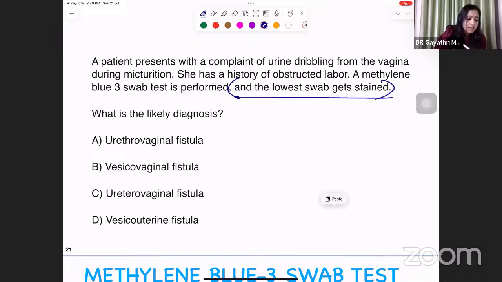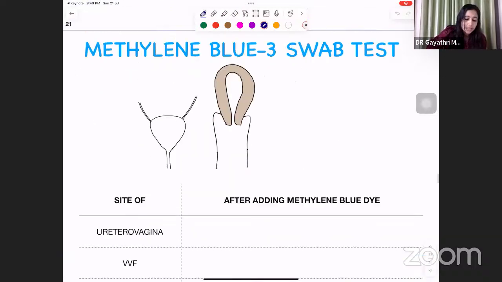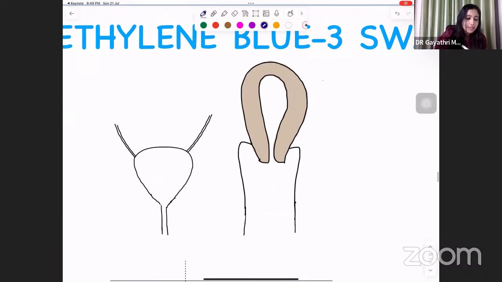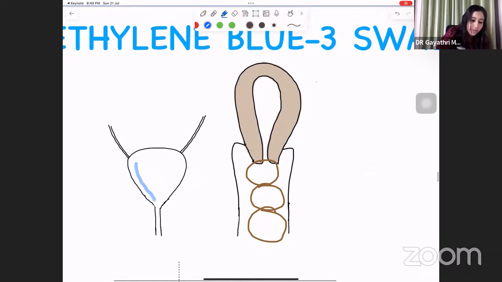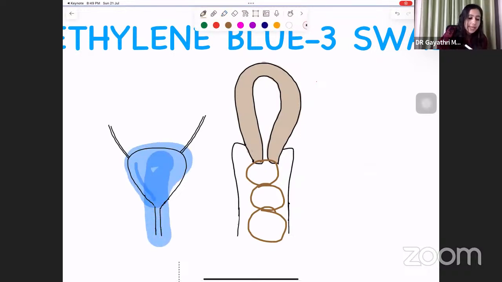So let's see what this 3 swab test is. In this test, I am basically going to insert 3 swabs inside the vagina, and we will fill the bladder with a dye, that is methylene blue dye. So I have filled the bladder with this blue dye. What will happen is that there could be 3 types of fistula commonly.